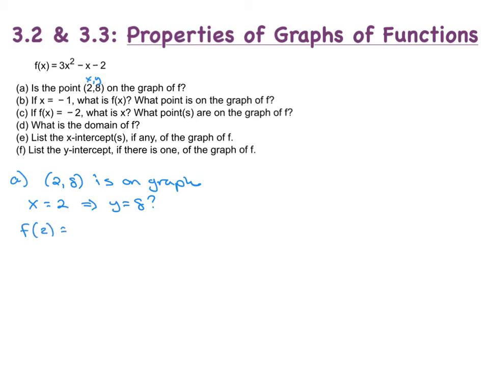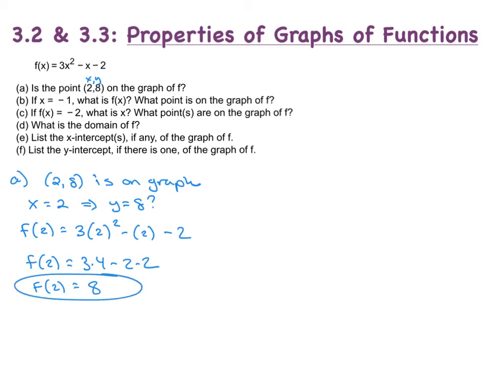So f of 2 is 3 times 2 squared minus 2, and do some arithmetic here. So this is 3 times 4 minus 2, which is 12 minus 4, which is 8. Cool. So since we plugged in x equals 2 and got out y equals 8, the answer to that question is yes. (2, 8) is on the graph. Okay, let's do part B.